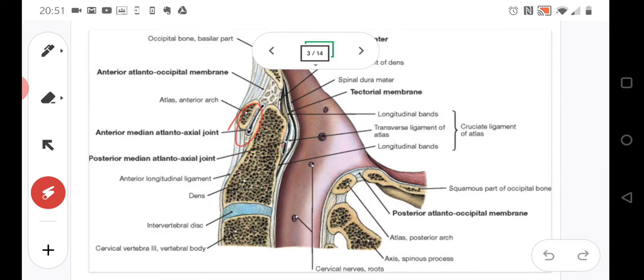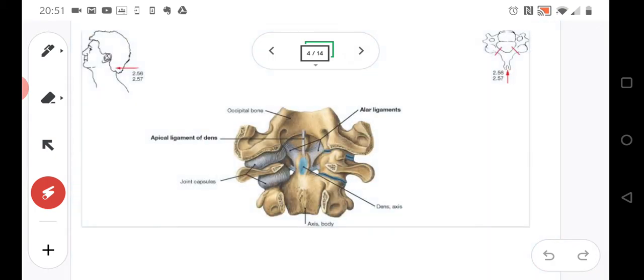This is the anterior arch. This is the posterior arch of the C1. Yes. So here is the rotation. Yes. Here between this anterior arch of the C1 and the dens of the axis, here we have the rotation. Okay. Here we are getting even deeper.